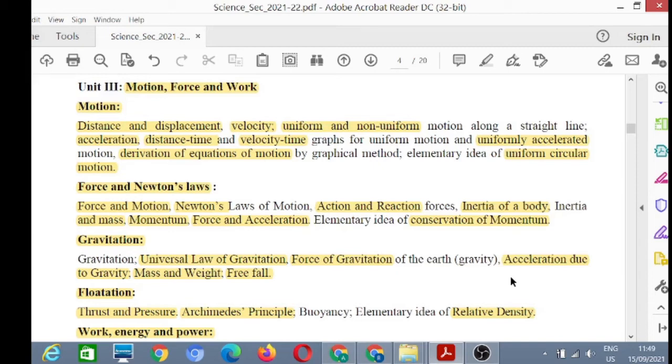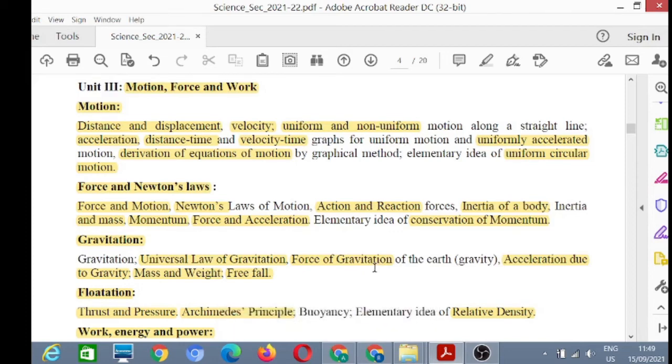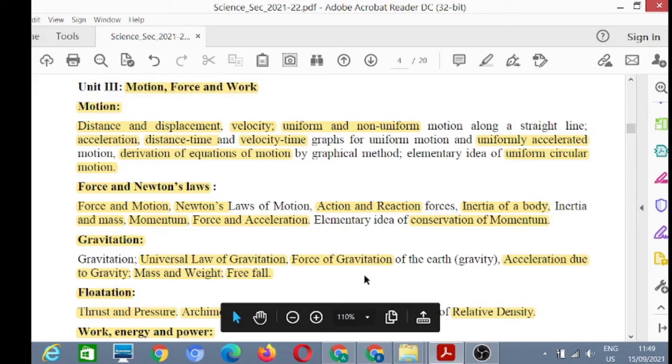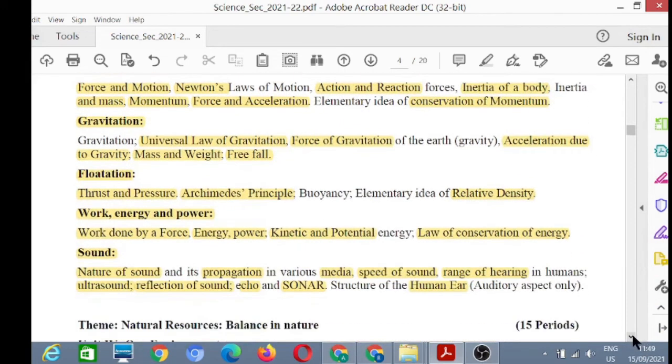Then we have mass and weight. Difference between mass and weight. The amount of matter stored is mass. And what is weight? Weight W is equal to m into g, mg: mass into acceleration due to gravity. Next is free fall. So these are topics in gravitation.